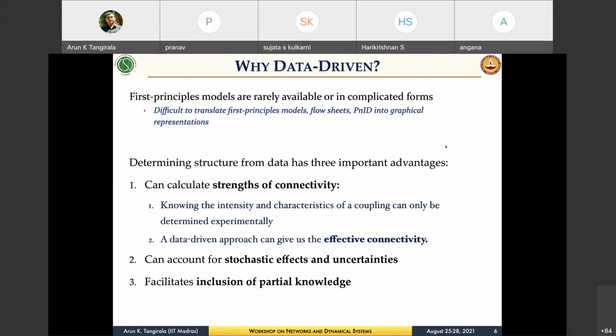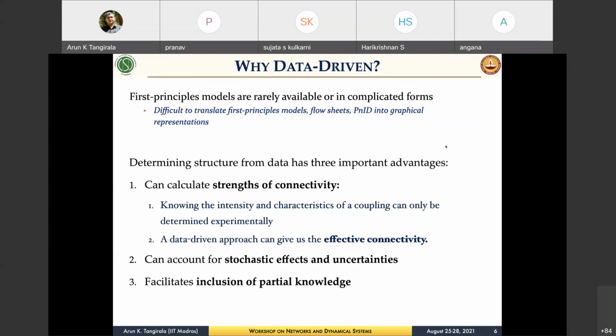Then the standard question people ask, people who are very fond of first principles modeling, is why do you have to turn to data? Today I don't have to answer that, but let me point out certain important advantages of turning to a data-driven method. Number one, you can calculate strengths of connectivity, which is very hard when you use a first principles approach purely. And very importantly, you can come up with what is known as an effective connectivity.